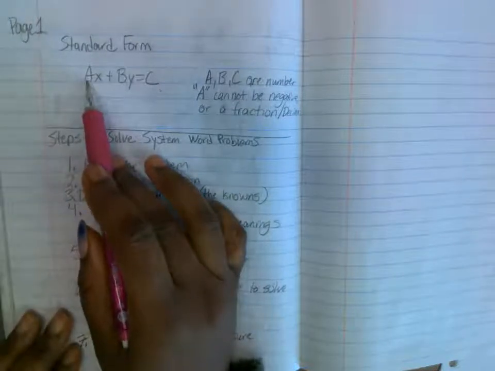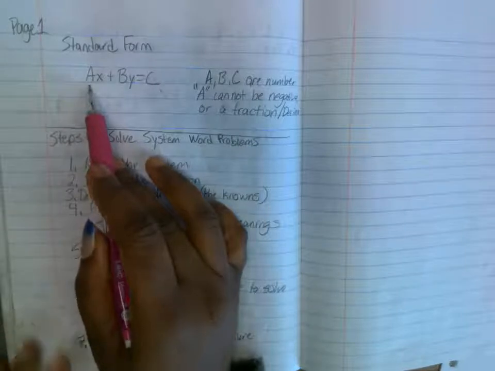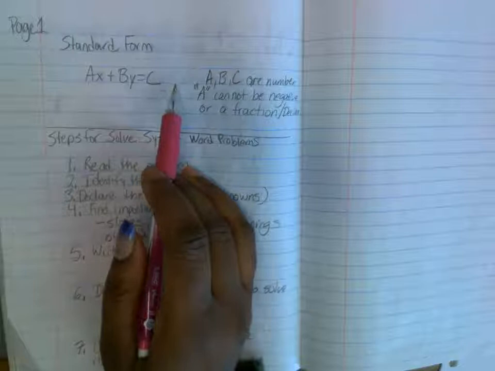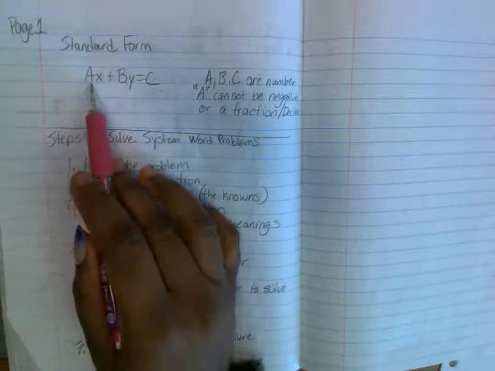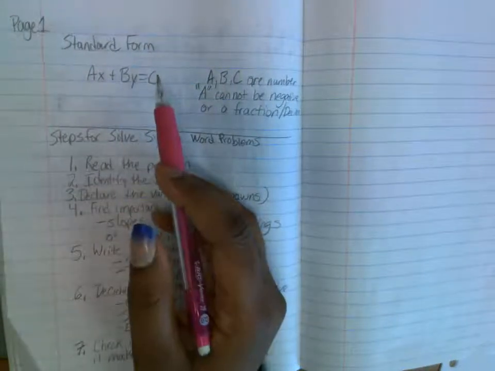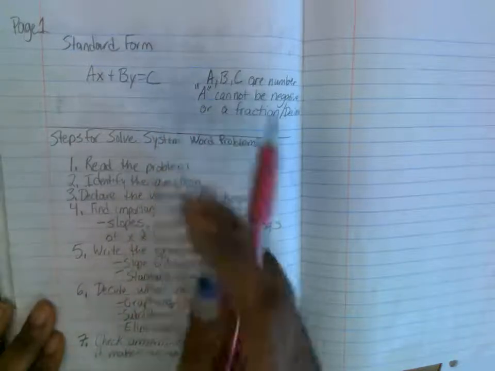The first number cannot be a negative, a fraction, or a decimal. If it is, then it's not written in standard form. Keep in mind that just because it's a negative, or a decimal, or a fraction, and it's not written in standard form, does not mean it's not linear. It can still be linear. It's just not written in standard form.